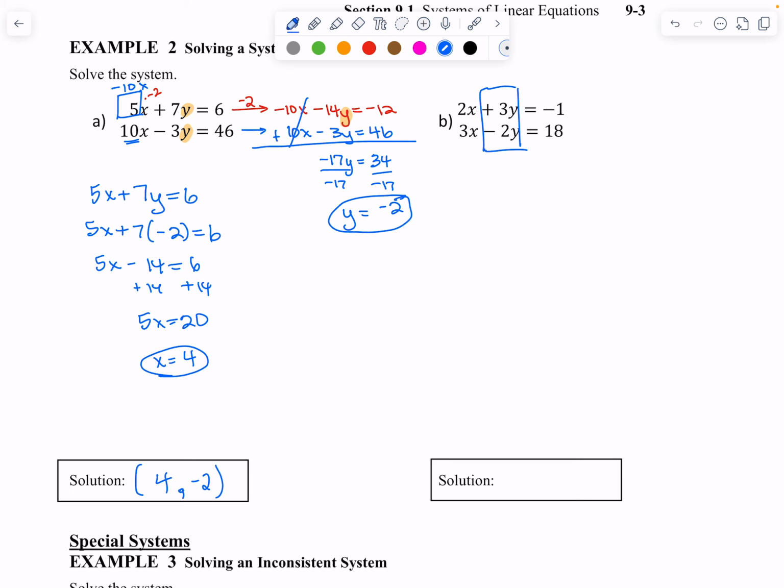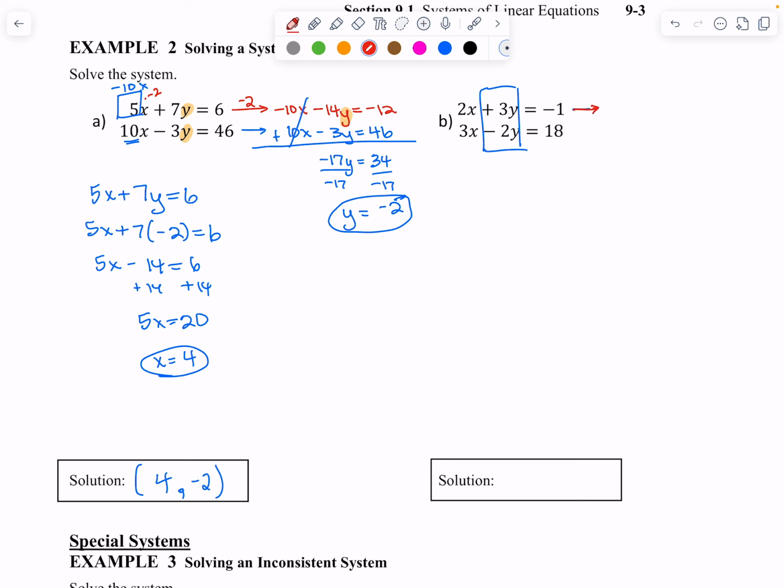So notice that one is a 3 and one is a 2. So I want to get a number that both of them will go into, which would be 6. You could use 12, you could use 24, you could use all kinds of numbers, but I'm going to keep it as simple as possible. So if I multiply the top by 2, let me show you.